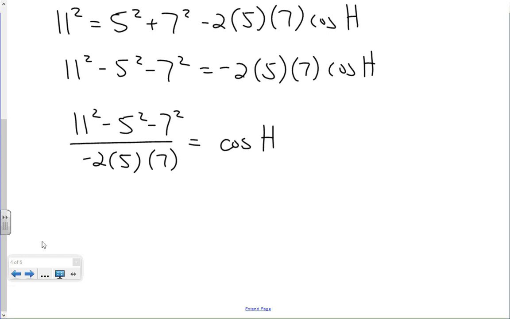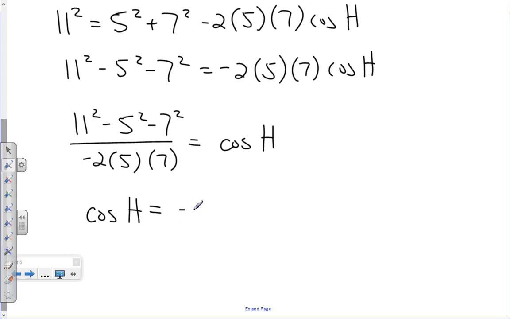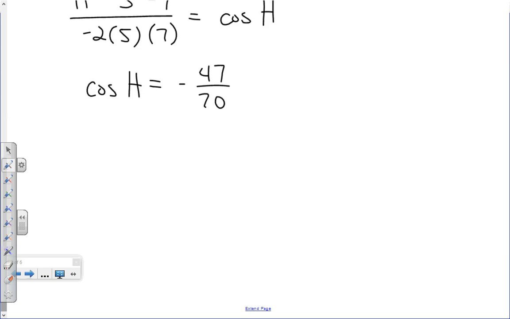So we've got the cosine of h is equal to negative 47 over 70. To find out what h is equal to, h is equal to the cosine inverse of negative 47 over 70. Again, remember that we don't have to worry about the plus or minus, or the plus 360n, because I'm talking about an angle that's in a triangle. So I already know I'm going to pick the positive, and that n equals 0. Let's crunch that number on our calculator.